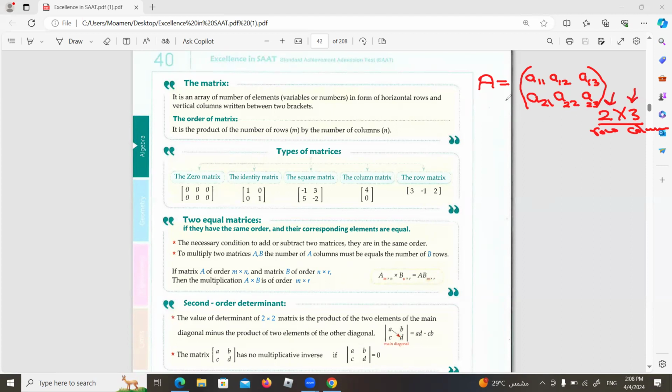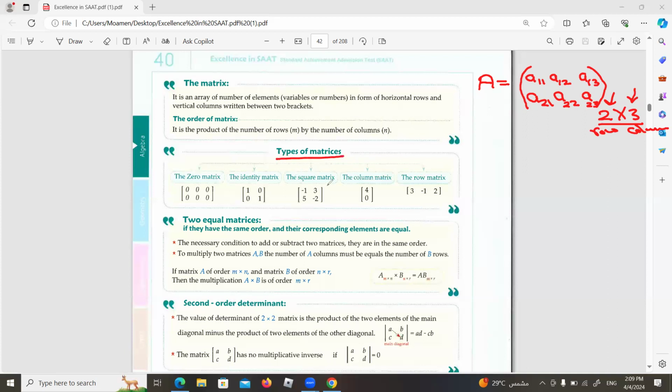The order is very important, and any element in the matrix we can denote by its position. For example, if I say A22, it means the element standing in the second row and the second column. What about A23? The second row and the third column, and so on.